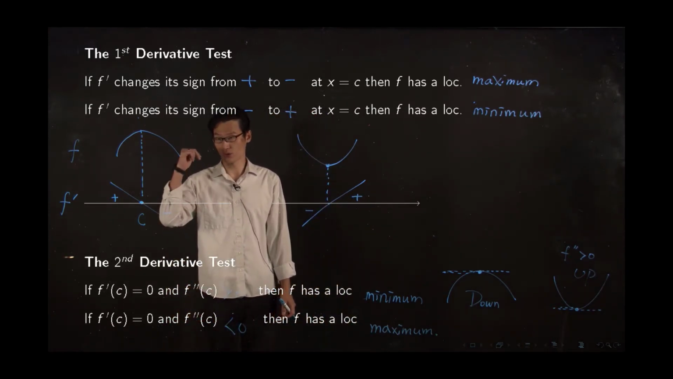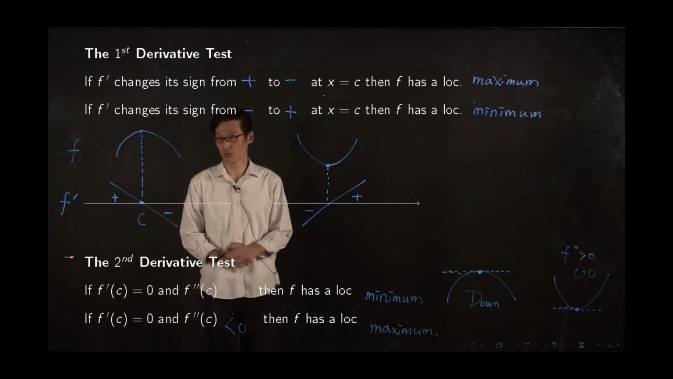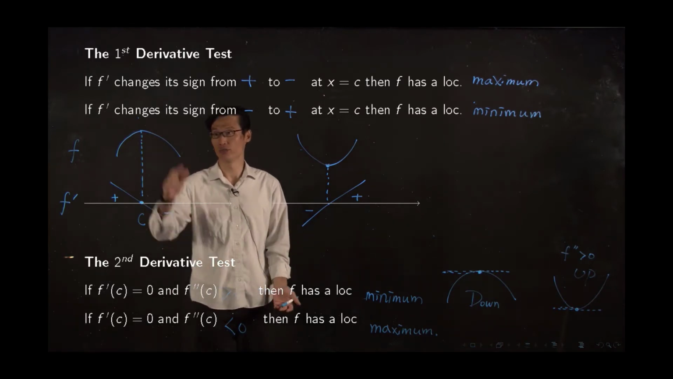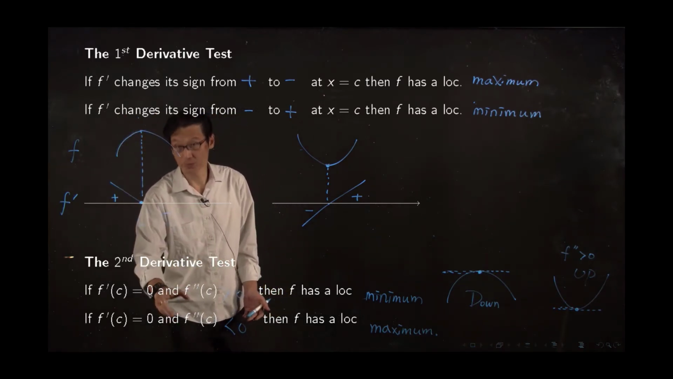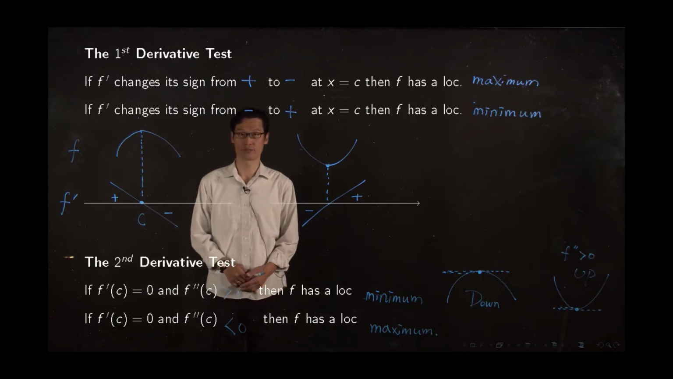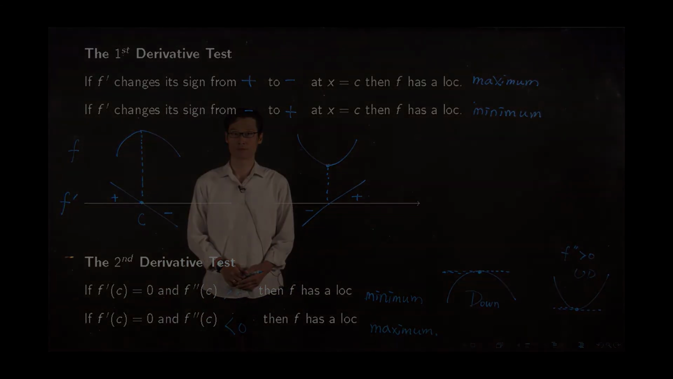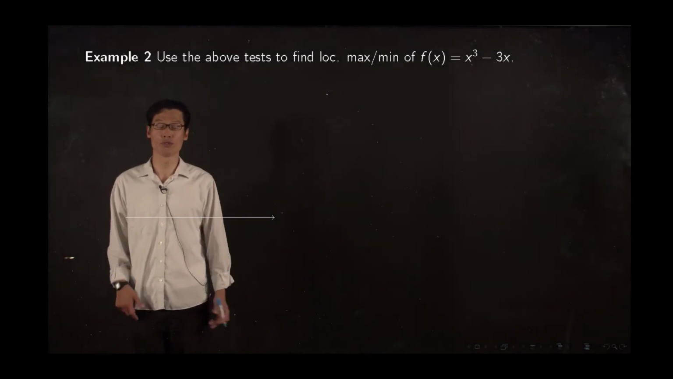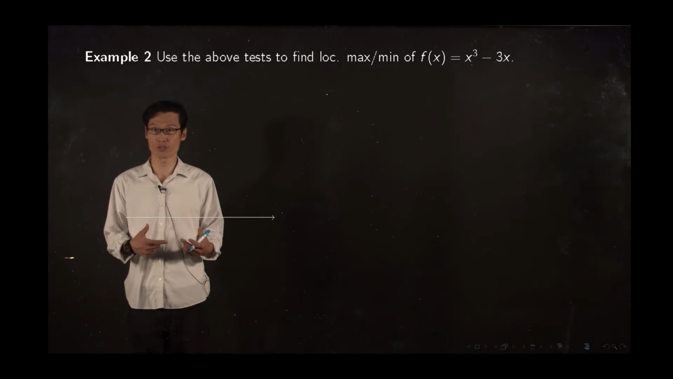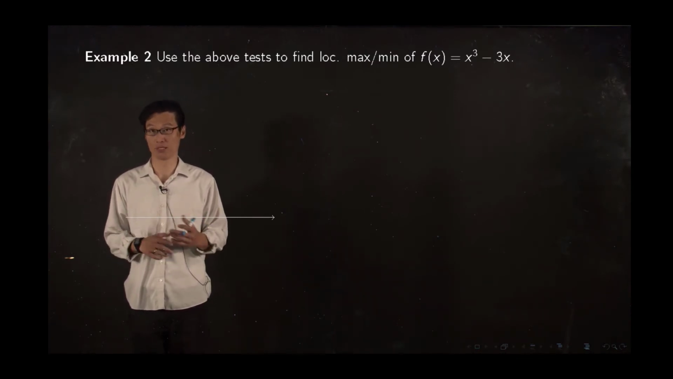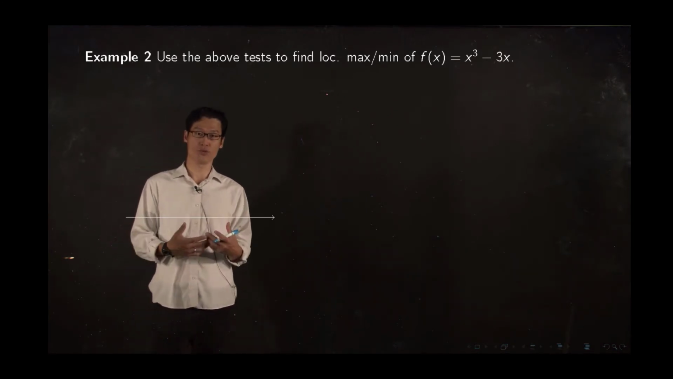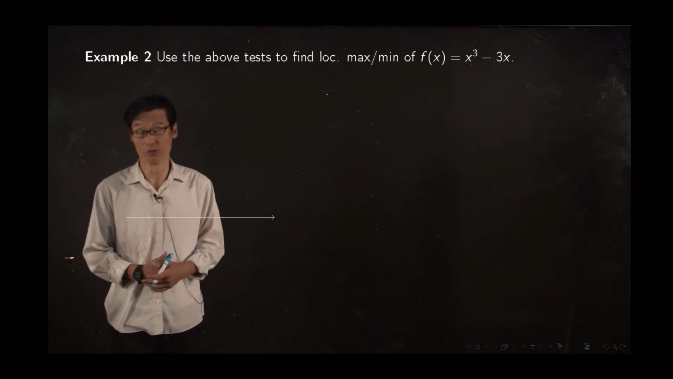So let us use those two tests. You can use any one of them, but remember, you need to check the sign of f prime or f double prime together with zero derivative. So here is a quick example where we can apply the first and second derivative tests to find local maximum and minimum of a given function. To use the first or second derivative test, we need to take the derivative, of course.